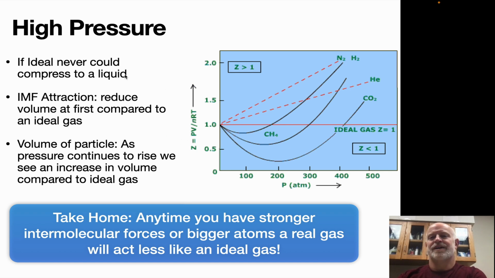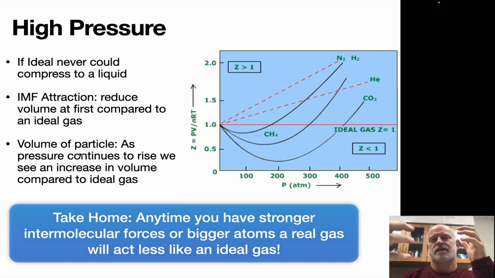But as pressure continues to build, eventually those particles, the actual individual molecules, start to hit each other and they push back and they create more volume. So eventually they level off and actually go the other direction. So the volume of the particle starts to play a big role at extremely high pressures. So at first the attraction pulls it in, and then later on it actually pushes back as the volume of each individual molecule plays a role.